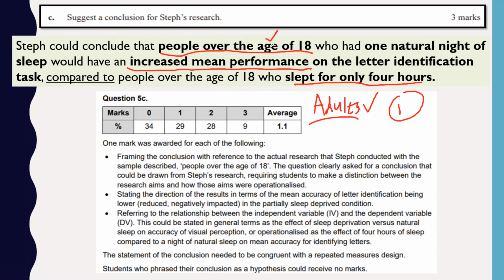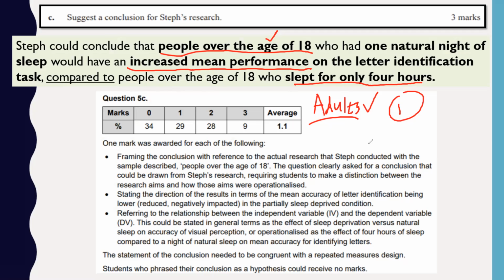We've linked this back to the results, so what it could do to the results, increase mean performance on the letter identification task. And we've brought up the control group and talked about saying compared to people over the age of 18 who slept for only 4 hours. It's not really a lot that they're expecting from you in terms of this question. You could go on to talk about the implications of the results. You could go on to talk about maybe a limitation of the results. But essentially, when they talk about conclusion, these are the 3 things you need to include.